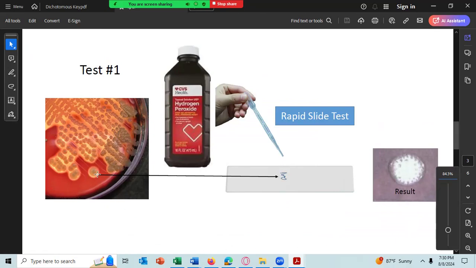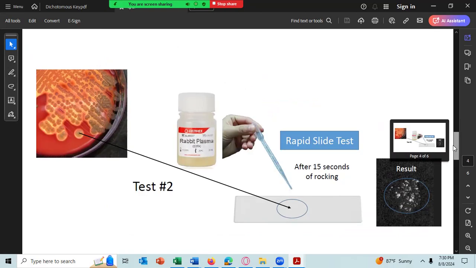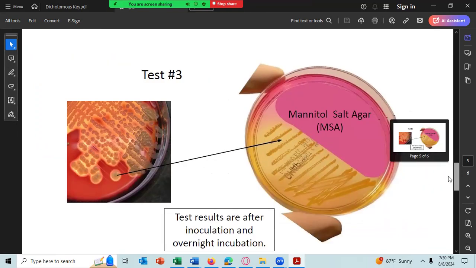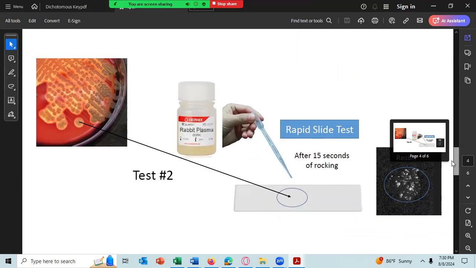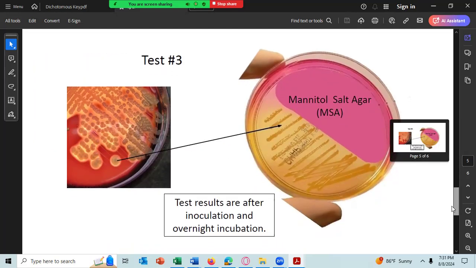We took the bacteria here, put it on a slide, and did the catalase test that uses hydrogen peroxide on the bacteria. And there's the results there. Tell me if that's positive or negative. And then they did the coagulase test that uses plasma. And then they add the cells to it. And there you can see the results of the coagulase test.